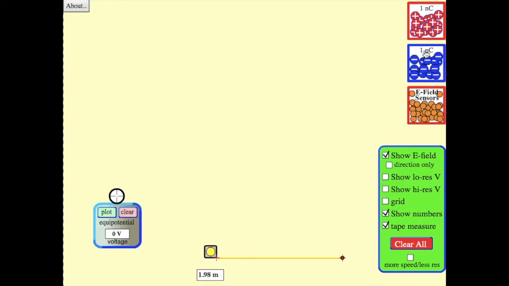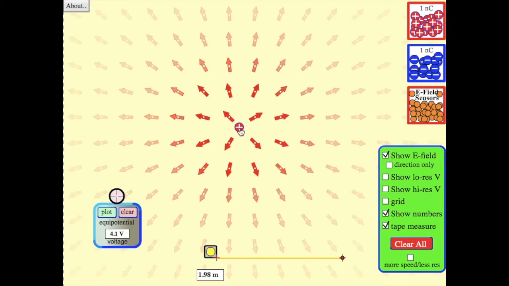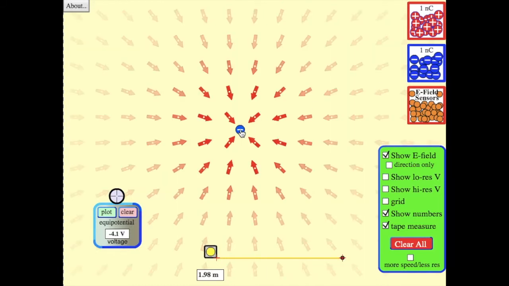Here we can see the electric field surrounding a positive charge. The arrows are drawn to go away from the positive charge. Here we have a negative charge. The arrows are drawn going towards the negative charge.